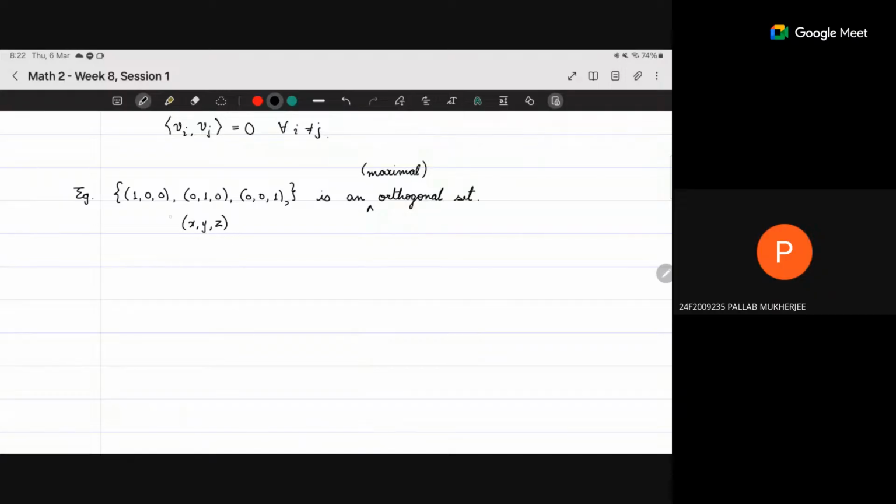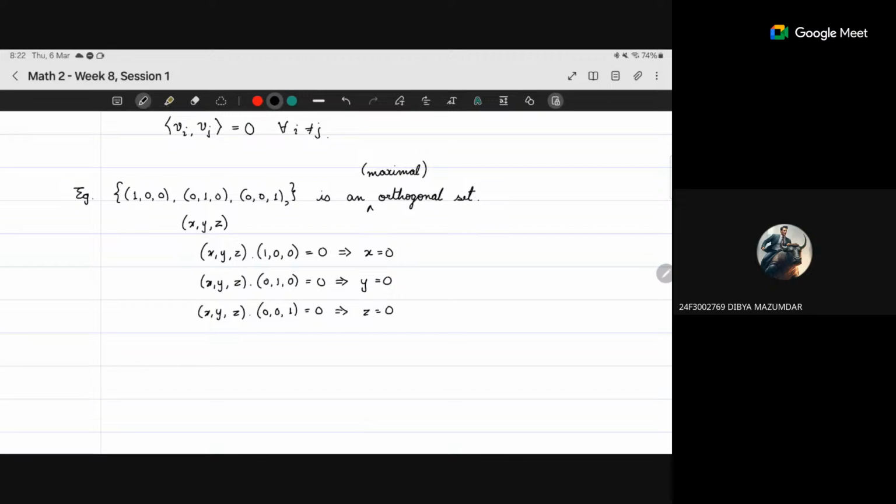Why? Because inner product of x, y, z with 1, 0, 0 is just x. It gives you x is equal to 0. Let me just write that. So xyz dot 1, 0, 0 is equal to 0 implies x is equal to 0. xyz dot 0, 1, 0 is equal to 0 implies y is equal to 0. And xyz dot 0, 0, 1 is equal to 0 implies z is equal to 0. So you'll get the zero vector.